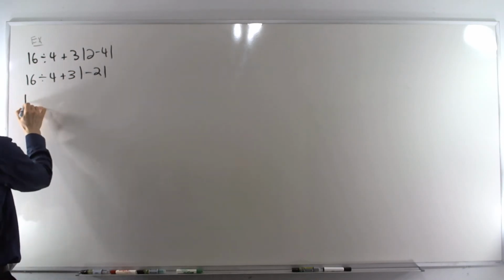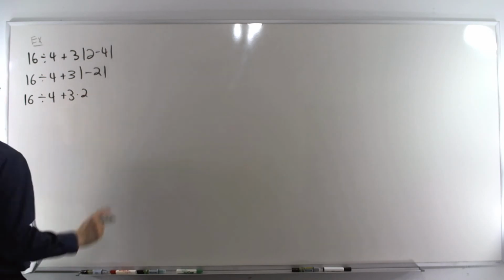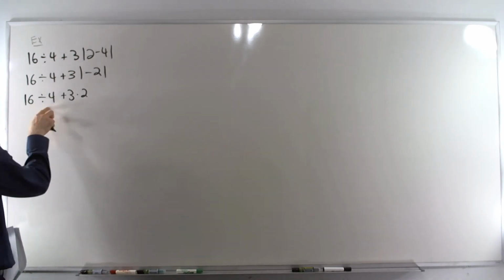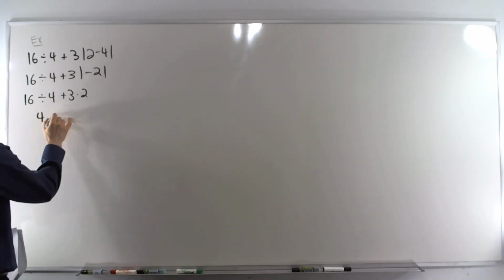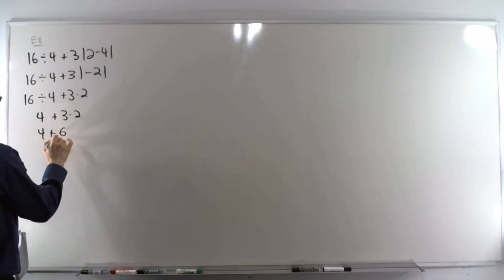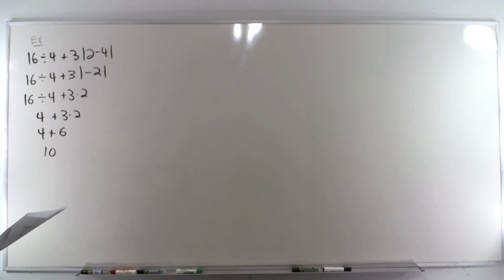So what we have next is 16 divided by 4 plus 3 times 2. Now we can go on to the multiplication division step. Working left to right, we're going to do this one first. 16 divided by 4 is 4 plus 3 times 2. 3 times 2 is 6. So we get 4 plus 6. And final answer of 10. Your turn, number 8.